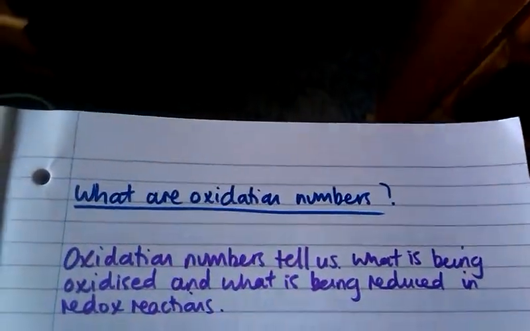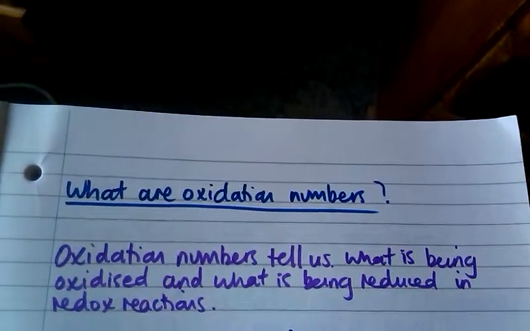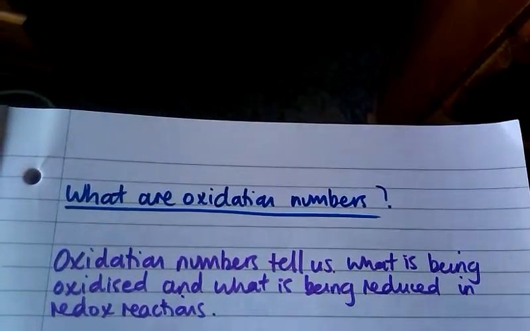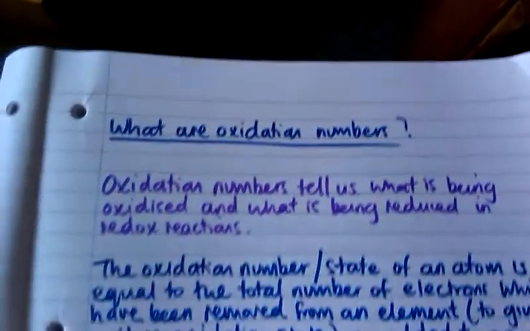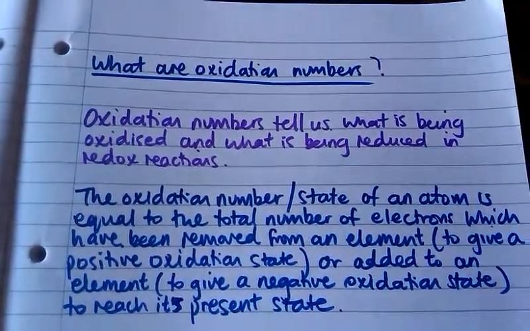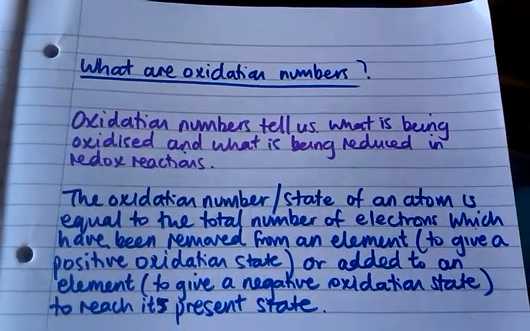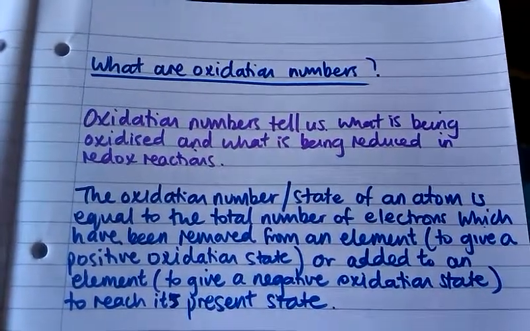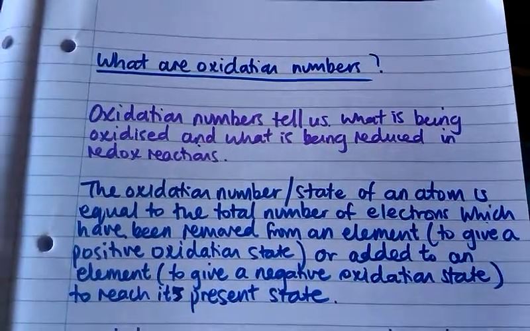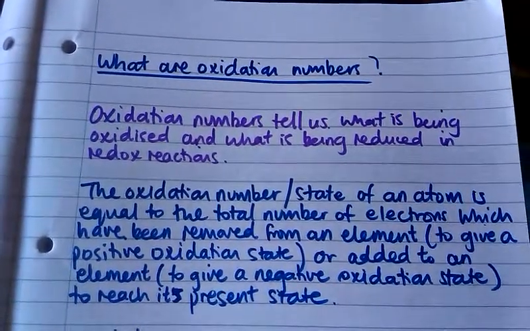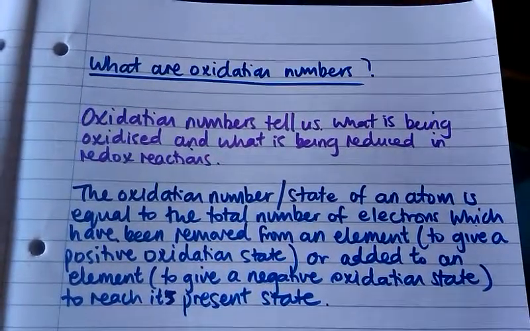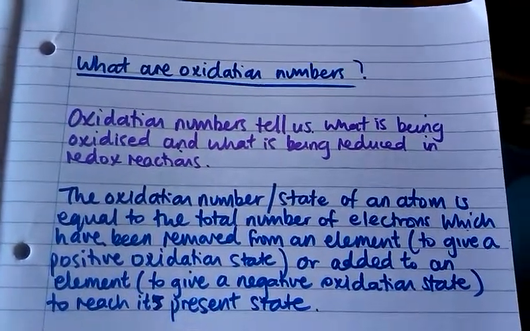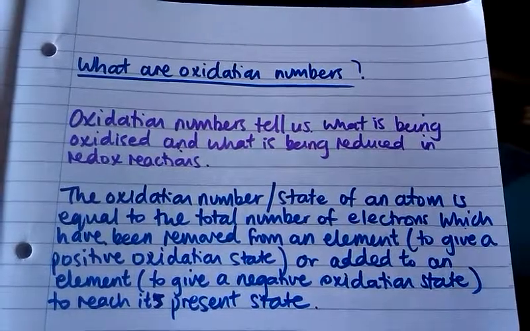Okay, so what are oxidation numbers? Well, oxidation numbers tell us what is being oxidized and what is being reduced in redox reactions. The oxidation number or state of an atom is equal to the total number of electrons that have been removed from an element to give a positive oxidation state, or added to an element to give a negative oxidation state to reach its present state. This will make more sense when I go through the examples at the end.